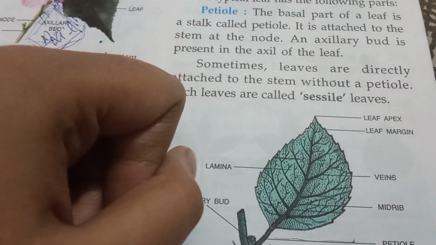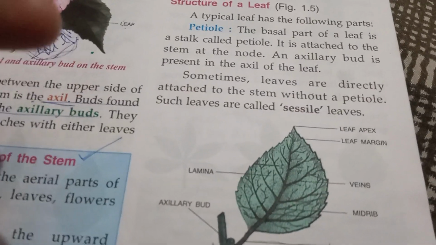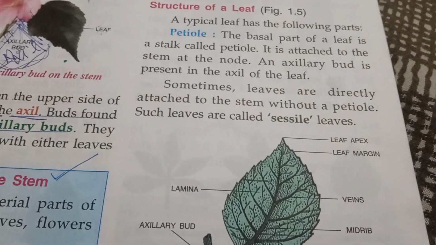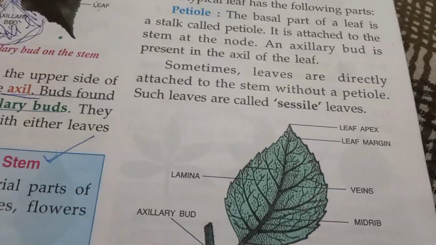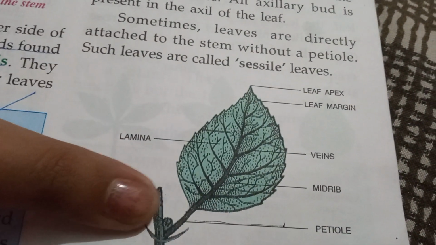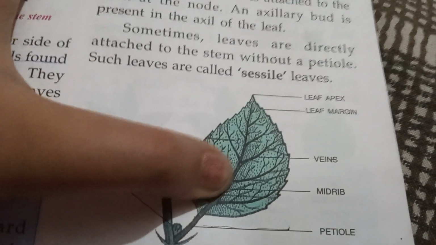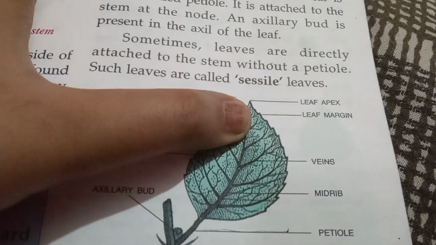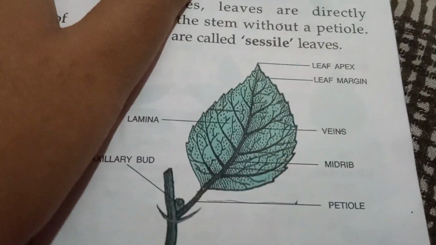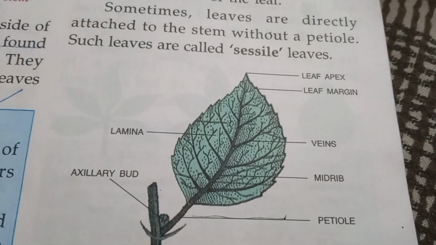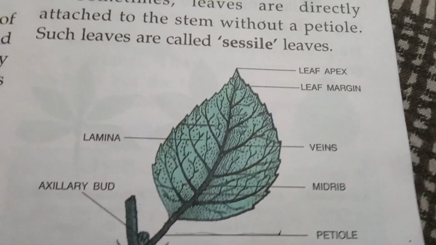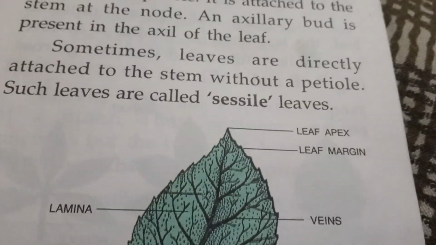This is the lamina, the broad surface of the leaf. Then there is the midrib, the mid vein which goes in the middle of the leaf. Then it is the petiole which helps in holding the leaf. Then there are veins. Then there is the leaf margin.